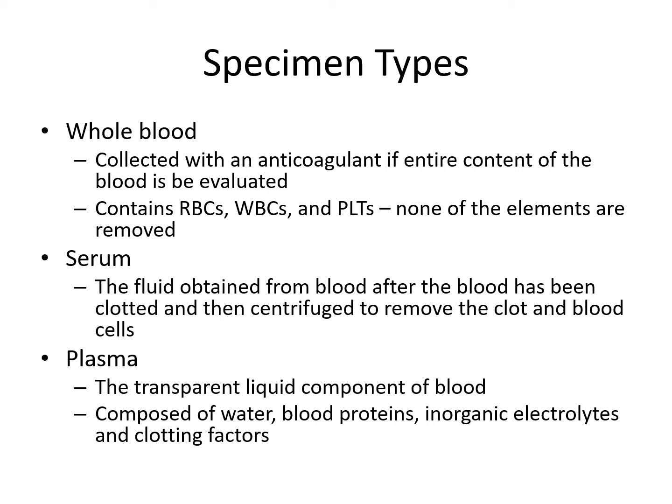For example, and I'm just making this up because I don't know the code, I'm not a phlebotomist, but if it has a blue stopper, then that is for whole blood, and it will have an anticoagulant inside of the test tube so that when you add the blood to it, the blood won't clot. And so here the entire contents of the blood can be evaluated. This can be looking at red blood cells, white blood cells, and platelets with nothing removed.